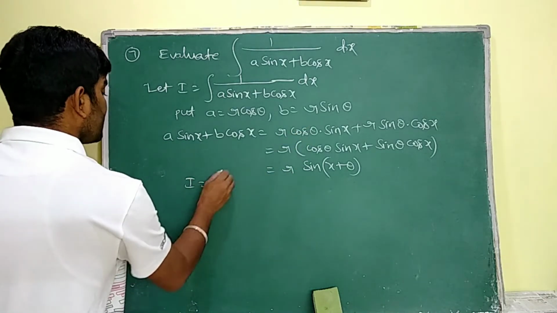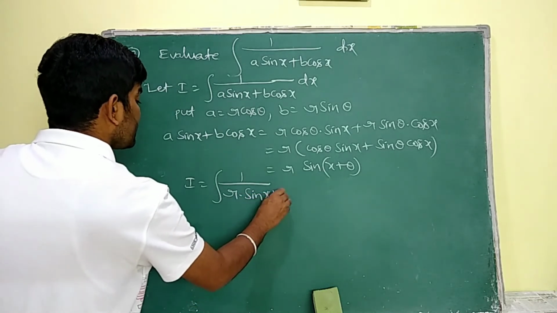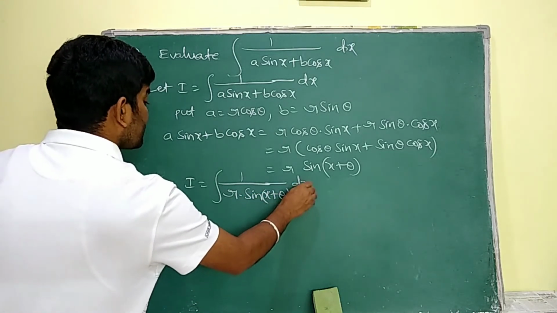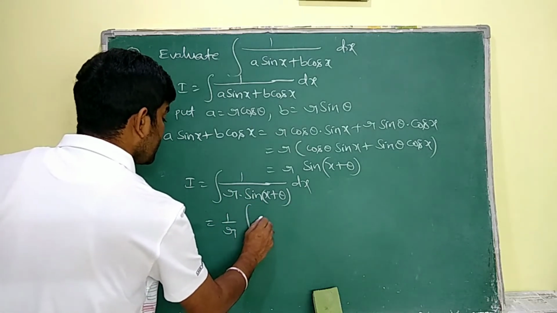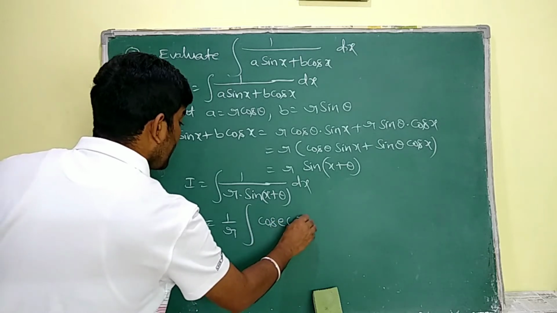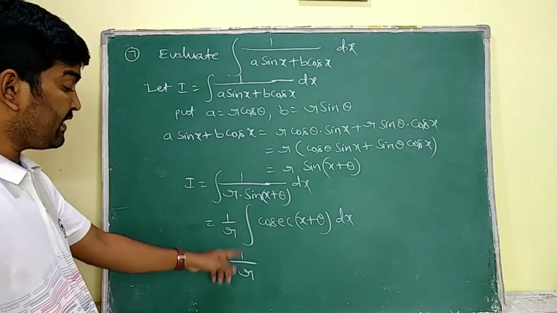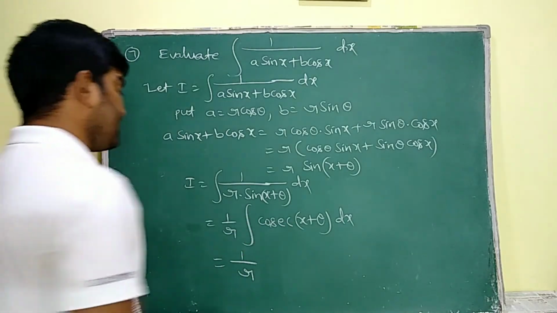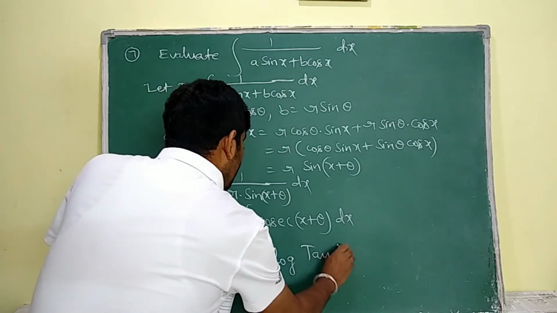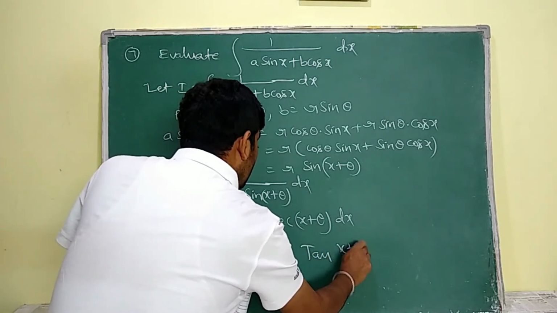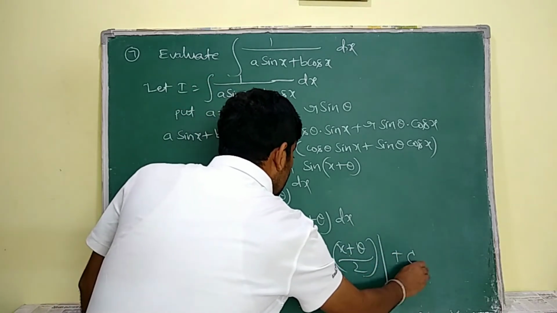So then I becomes integral 1 by r into sin x plus theta into dx. So here 1 by r comes out, and integral 1 by sin x plus theta means cosecant x plus theta into dx. We know that 1 by r into integral cosecant x dx is going to be log of tan x by 2, that is tan of x plus theta by 2, plus c.